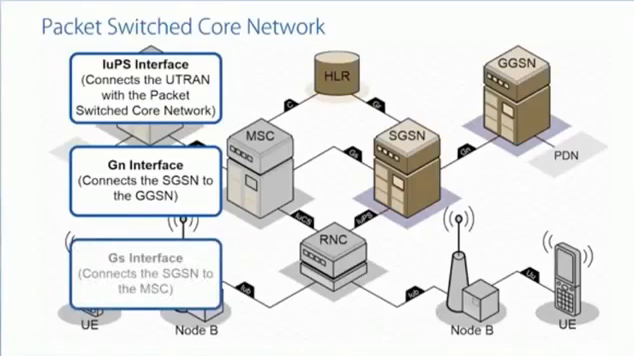We also can see on the diagram a Gs interface. I always remember S for switch, so it goes between the SGSN and an MSC. This is used for some combined procedures to try and reduce signaling on the air interface.